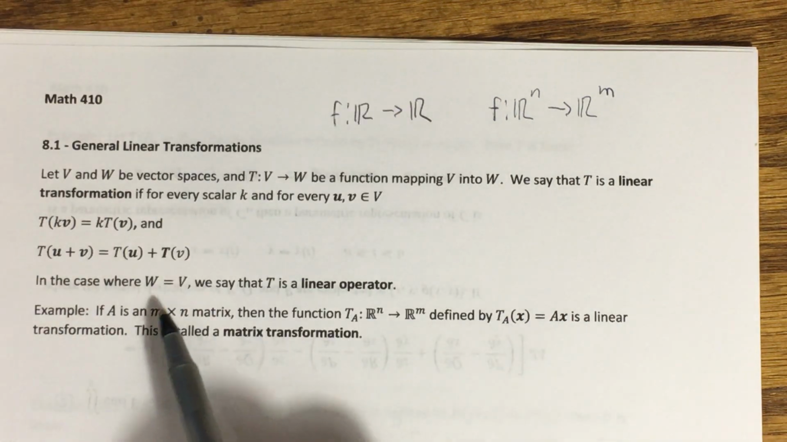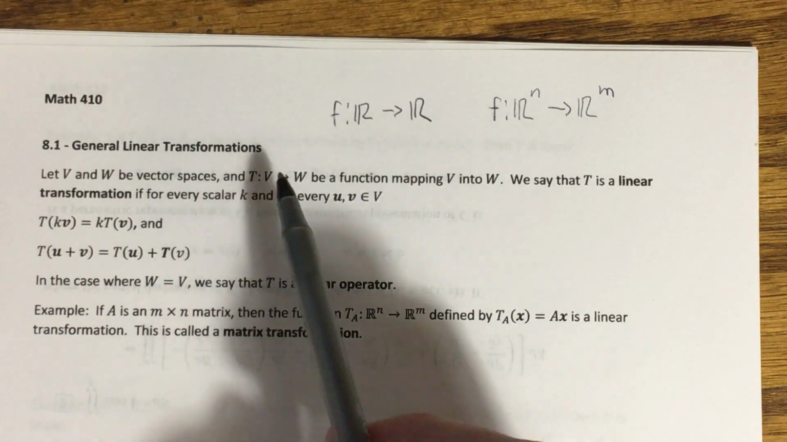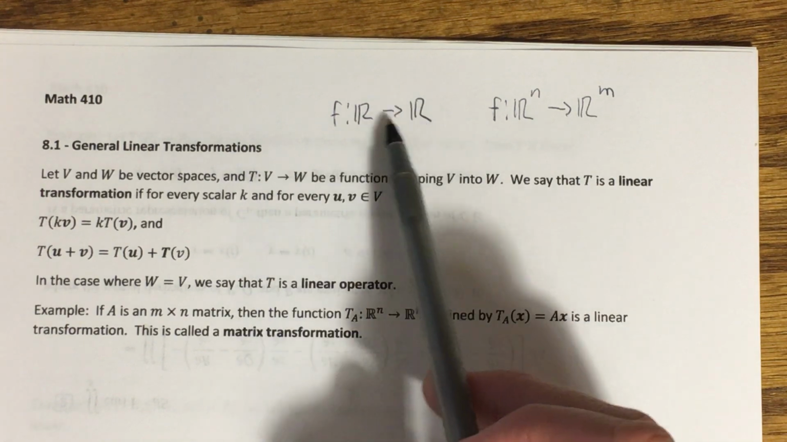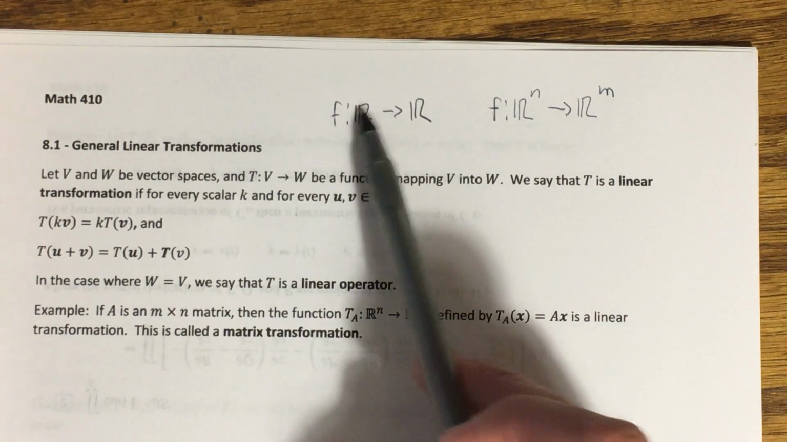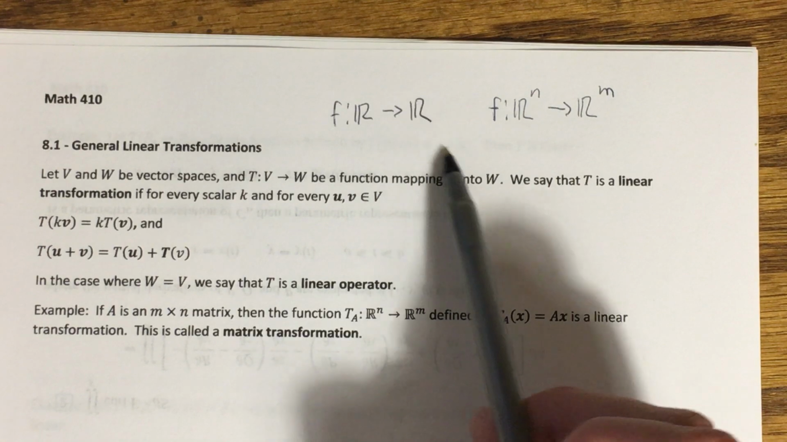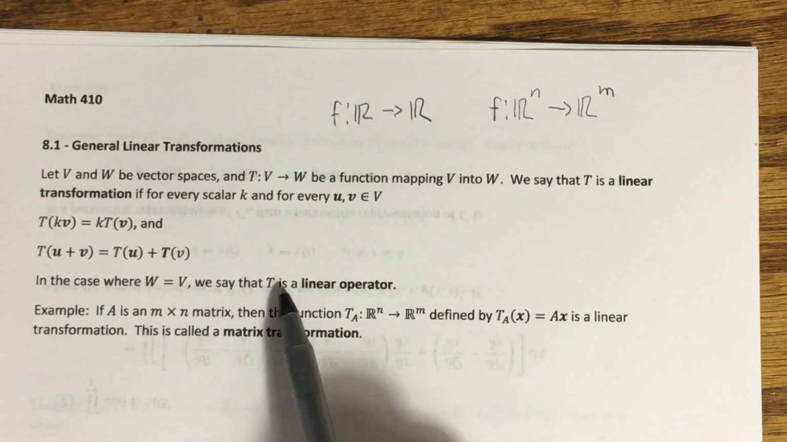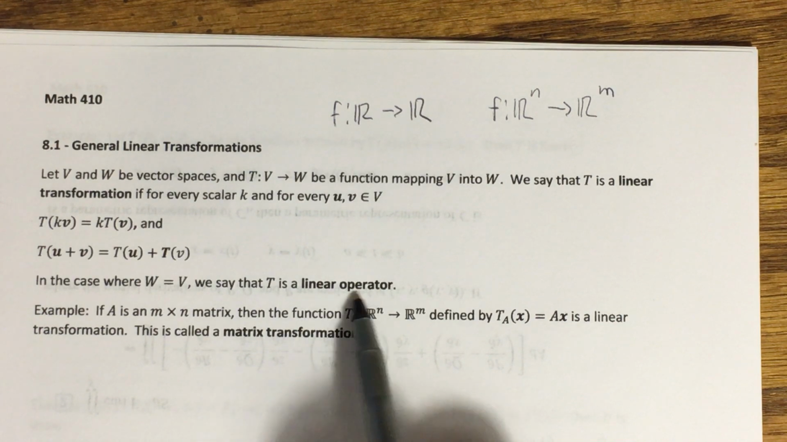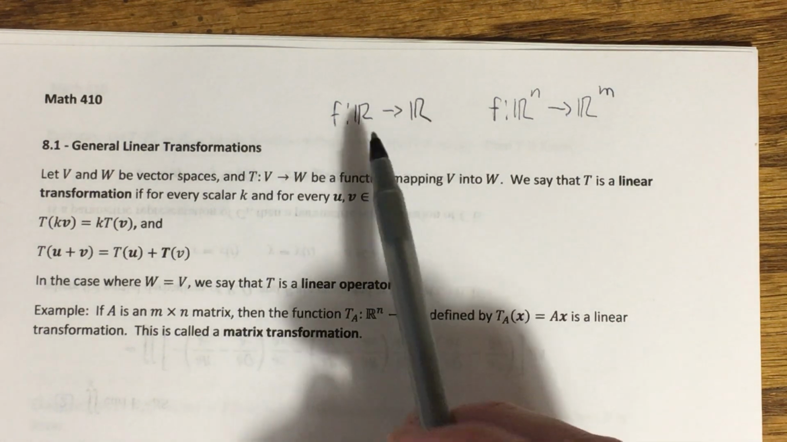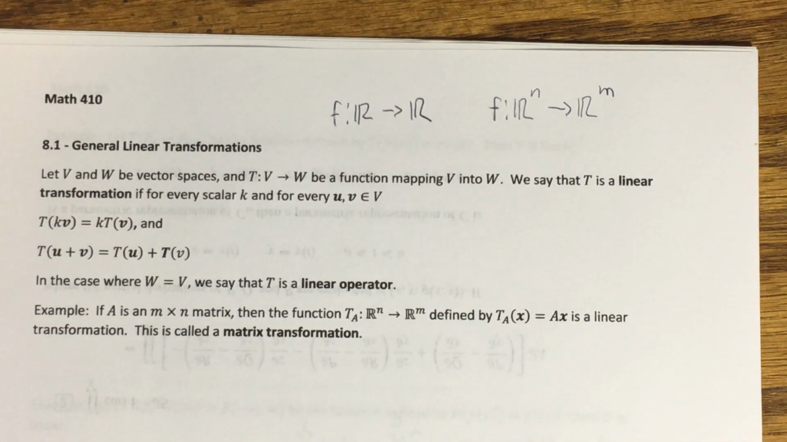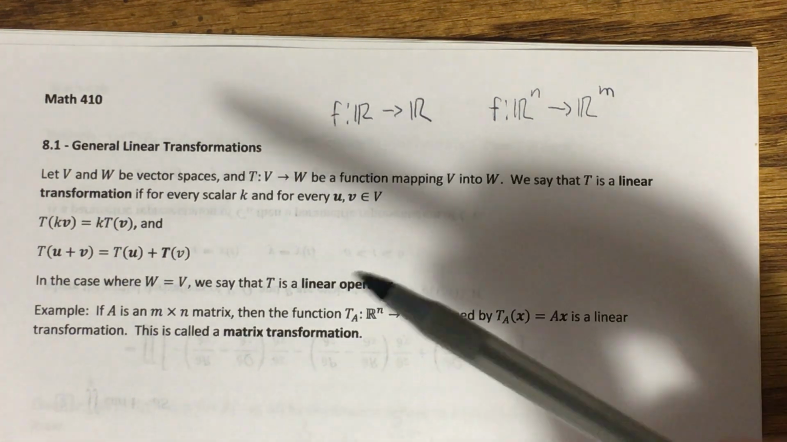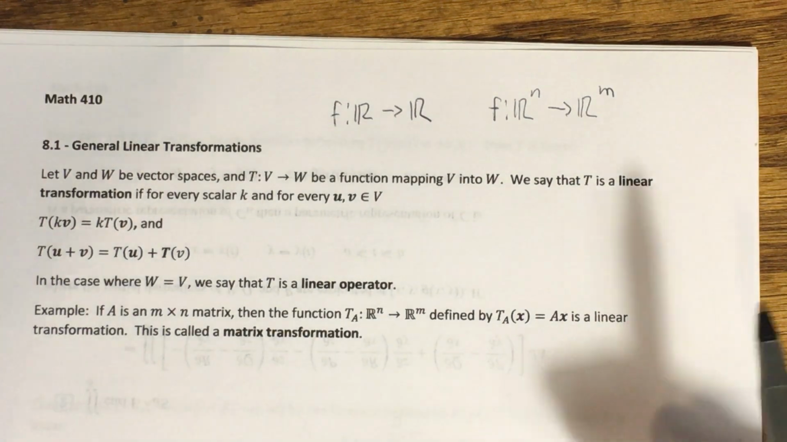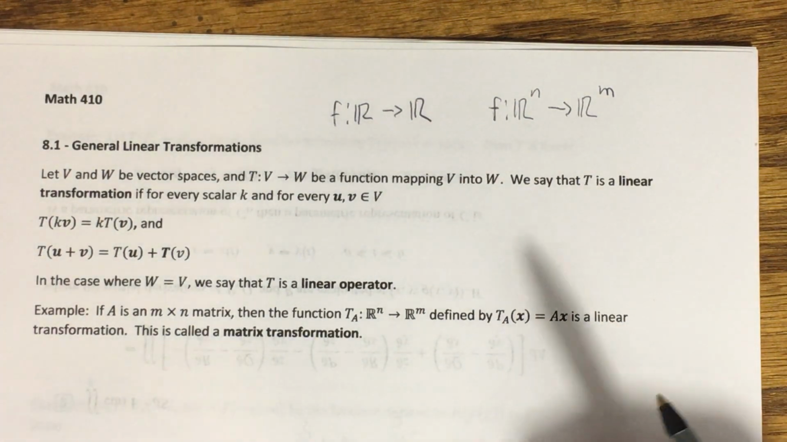Continuing with some of the terminology, if W is equal to V, which would mean that the domain and the codomain are the same vector space, then we are more specific that linear transformation T is specifically called a linear operator. So the term operator means that my inputs and my outputs come from the same set or the same vector space.